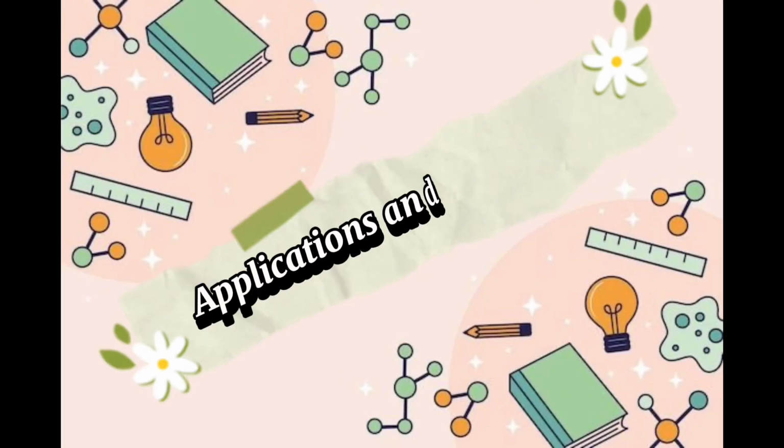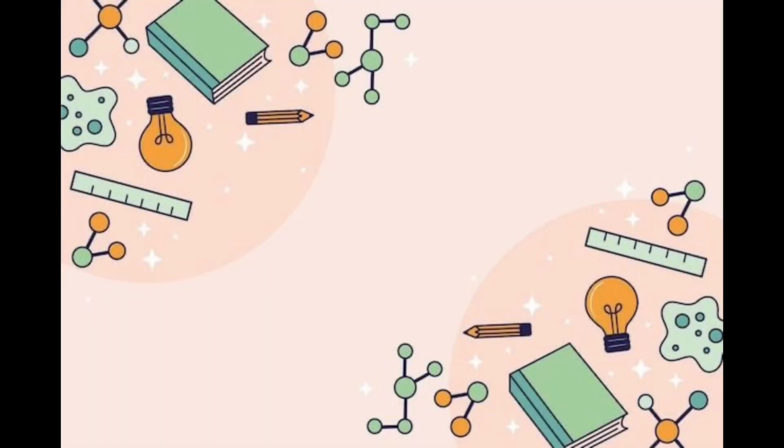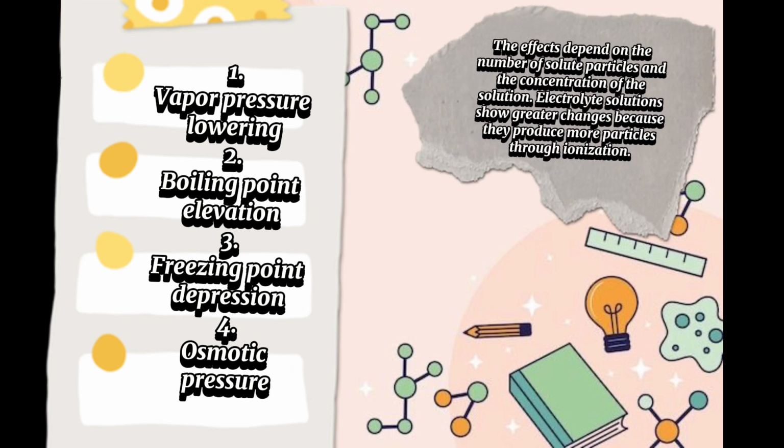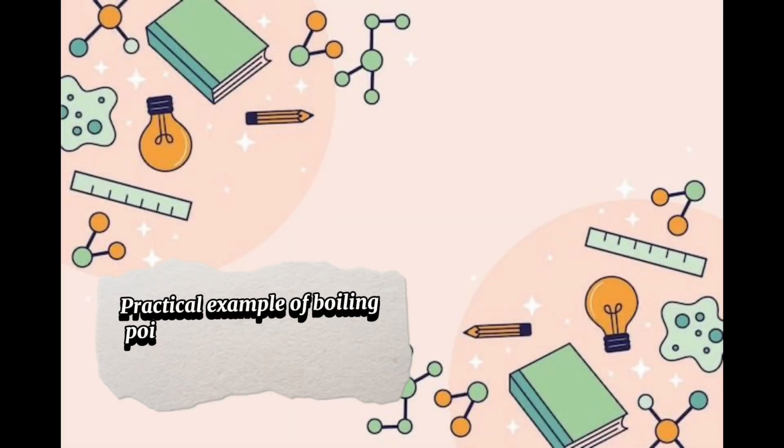Okay, to sum it up, the colligative properties include vapor pressure lowering, boiling point elevation, freezing point depression, and osmotic pressure. The effects depend on the number of solute particles and the concentration of the solution. Electrolyte solutions show greater changes because they produce more particles through ionization.